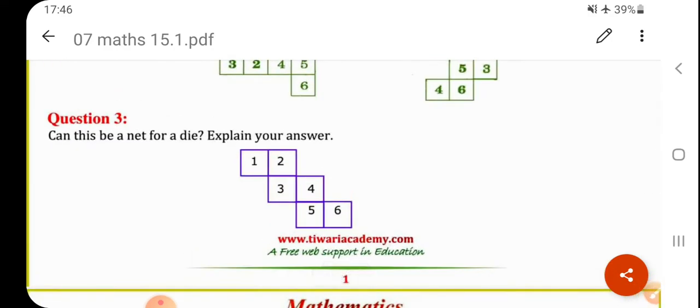Can this be a net for a die? Explain your answer. So just look at the previous question. This can be a net for a die. How? The sum of the opposite faces should be 7. So here 6 plus 3, 8. Not possible.